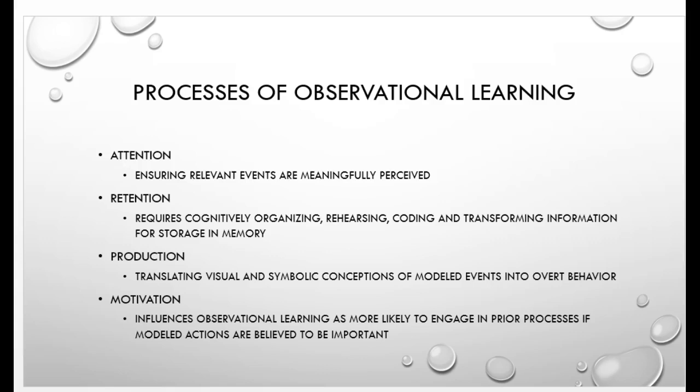Production is really the performance of it. So translating what you have observed, and the conceptions of the modeled event, into overt behavior. Production is the process of seeing and then doing what you saw. And then finally, motivation is a factor that influences observational learning, in that people are more likely to do the first three, attend to, retain, and produce particular behaviors or tasks, if they believe that it is important for them. So those are the four processes of observational learning.